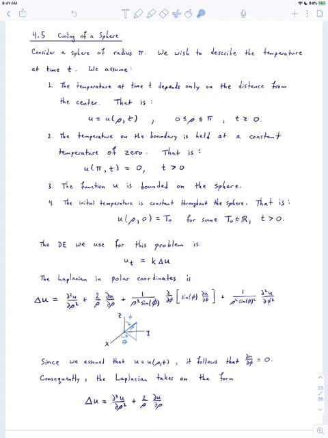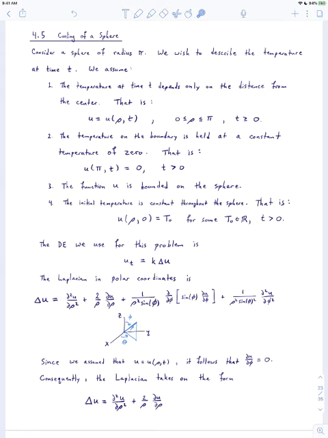The second assumption is that the temperature on the boundary is held at a constant temperature of 0. So that is, u at pi comma t is equal to 0 for all t greater than 0. The idea here is that we're imagining that we have a sphere with some initial temperature, and we're holding the surface of the sphere at a constant temperature of 0. And so we want to know how the sphere cools over time. Assuming that the temperature is greater than 0, then it will slowly cool over time because the temperature at the boundary is being held constant at 0.